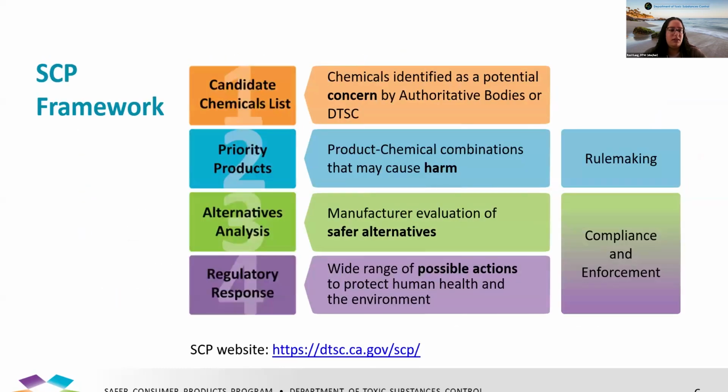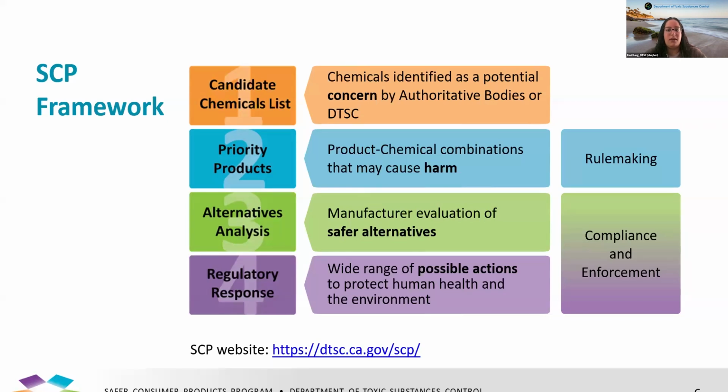The graphic you see here illustrates the four-part SCP regulatory framework. This process starts with a candidate chemicals list that we manage by combining substances from 23 different authoritative lists into one list. And as we'll discuss in much greater detail today, SCP is also able to add chemicals to this list. The second part in our process is the priority product stage, where we evaluate consumer products for exposure concerns and propose specific priority products based on our research findings.